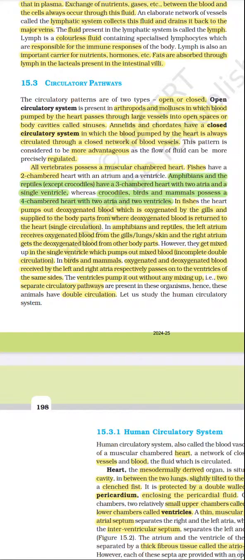In birds and mammals, oxygenated and deoxygenated blood received by the left and right atria respectively passes on to the ventricle of the same side. Ventricles pump it out without any mixing up. Two separate circulatory pathways are present in these organisms, hence these animals have double circulation.